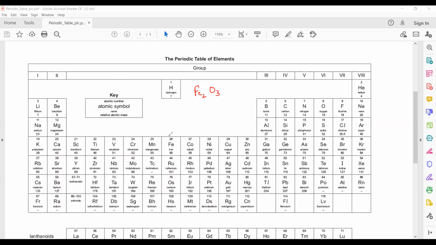Fe2O3. So when you check Fe, iron, it is 56 multiplied by how many are there? 2. So it will be 56 multiplied by 2. And oxygen, it is 16 multiplied by 3. So 56 multiplied by 2 is 112, and 16 multiplied by 3 is 48. So 112 plus 48, the total sum, the molar mass will be 160. So the molar mass of iron 3 oxide is 160.